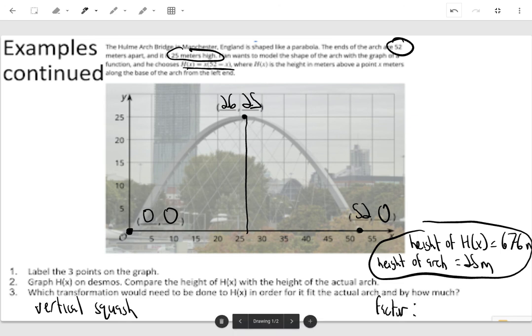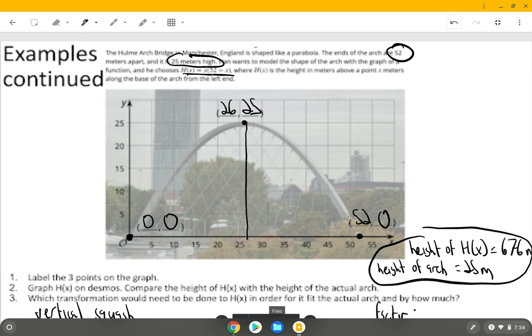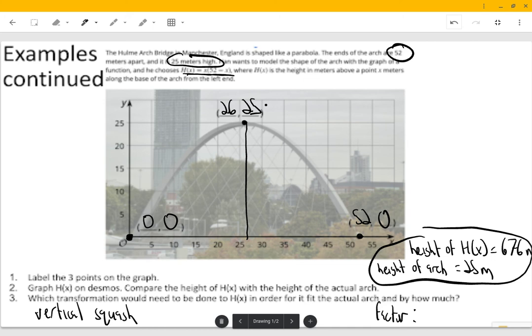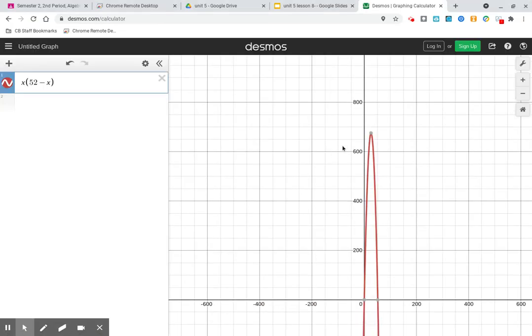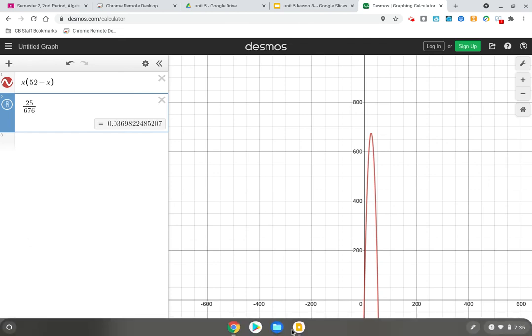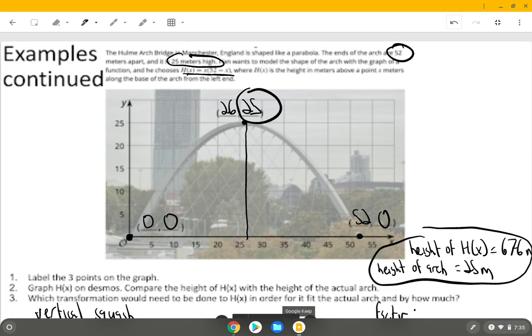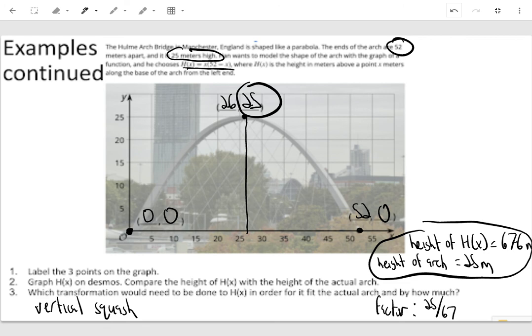So the factor in this case, my ending number, is 25, because that's where I want the height to be. And my starting number is 676. So I'm going to do my ending number divided by my starting number. Ending number divided by starting number. So my factor in this case would be 25 over 676. So that would be 25 over 676. And because it's not a good looking decimal, we'll just leave it as a fraction.